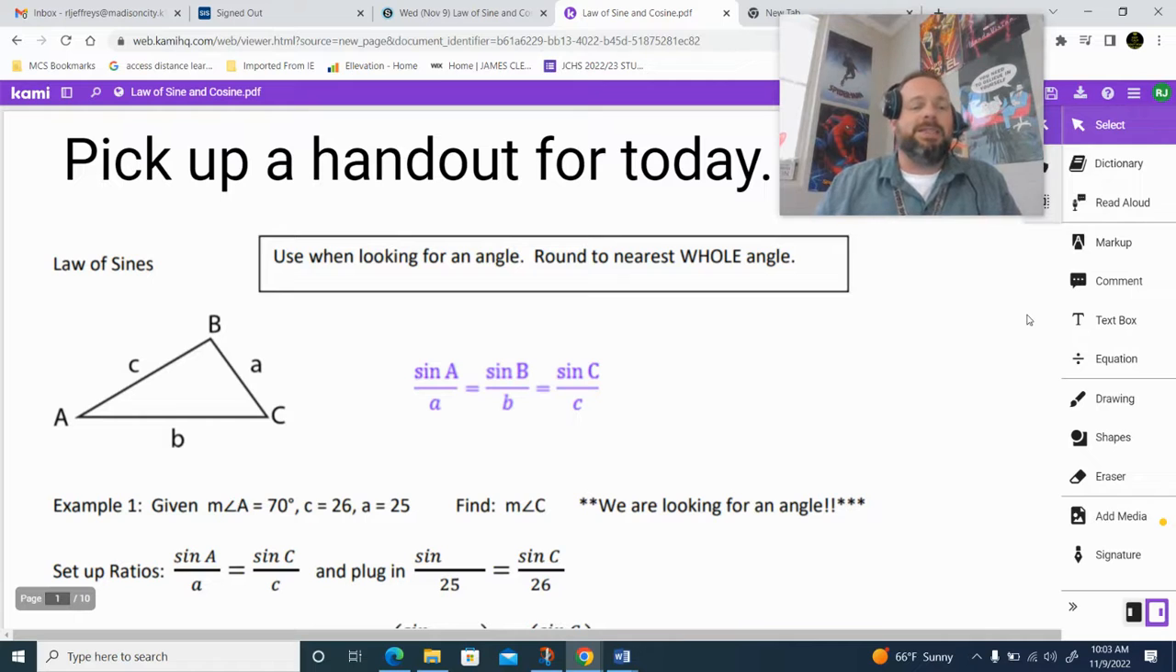Today we're looking at law of sines and cosines. So what's kind of odd about this?